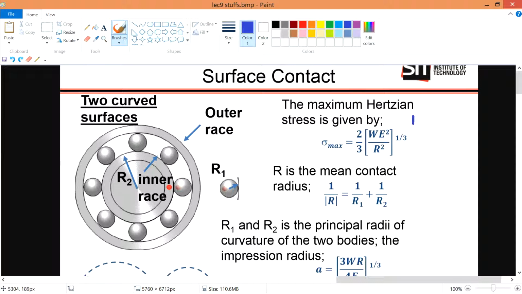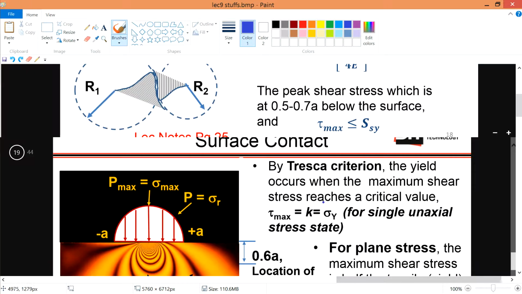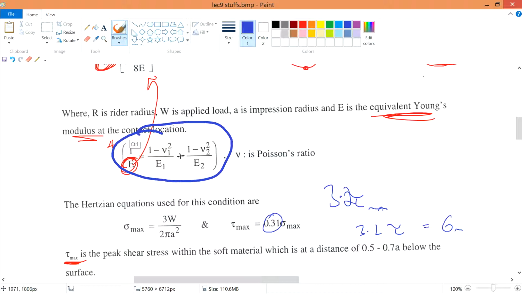W is called the normal contact force, in terms of Newton forces. Therefore when they say the compression force, then you can use this also. If it's got compression force, then you use this, most probably. But anyway, this is the equivalent Young modulus. It's the equation that I've shown you in the previous video. You need to memorize this one.